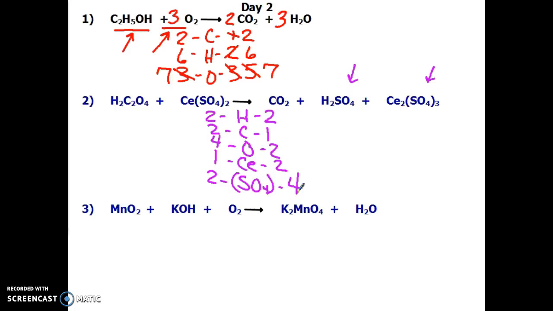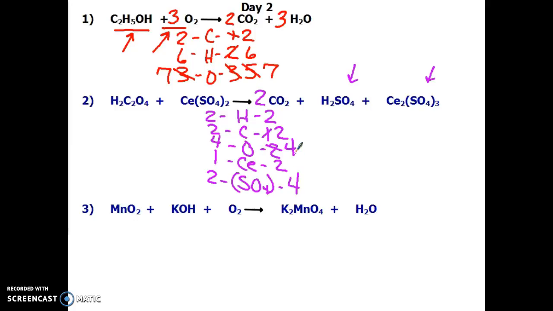Hydrogen looks good, carbon needs help, oxygen needs help, everything else needs help except for hydrogen. And again, it doesn't matter which one we start with, but I'm going to start with carbon just because it's the first one. So I have 2 carbons on the left, I need 2 on the right, so I have to put a 2 right there. That changes carbon to 2, and changes my oxygen to 4. So I actually fixed 2 things at one time.